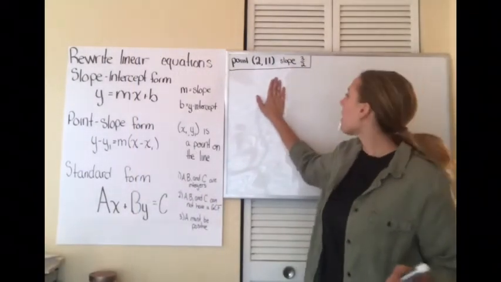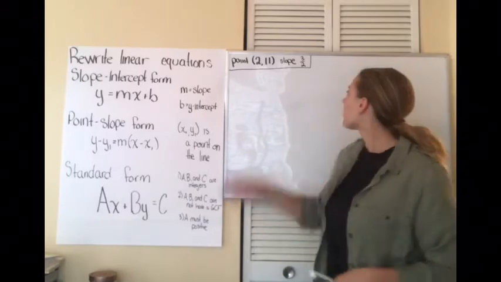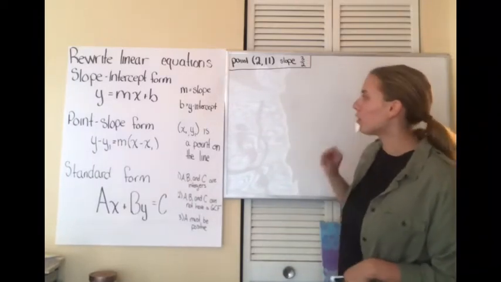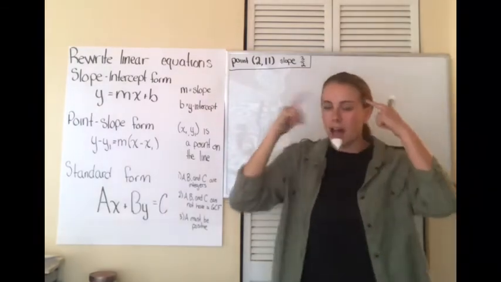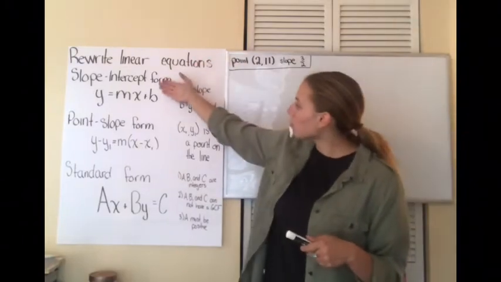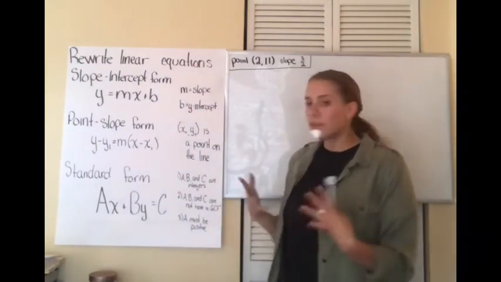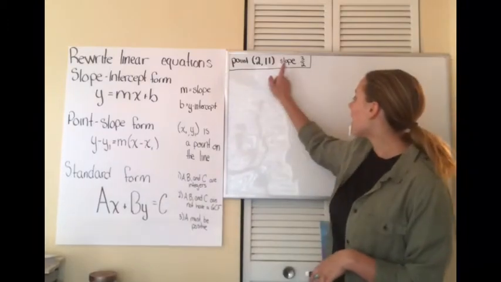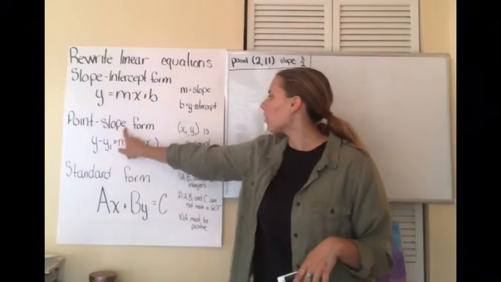Up here on the board, I have a point. It is (2, 11), and I have a slope, which is 3/2. And I'm going to use this information and my knowledge from yesterday from Ms. Reeve-Exotic to learn how to rewrite this equation in all three forms. So I see a point and a slope, so it makes sense for me to start in point-slope form.